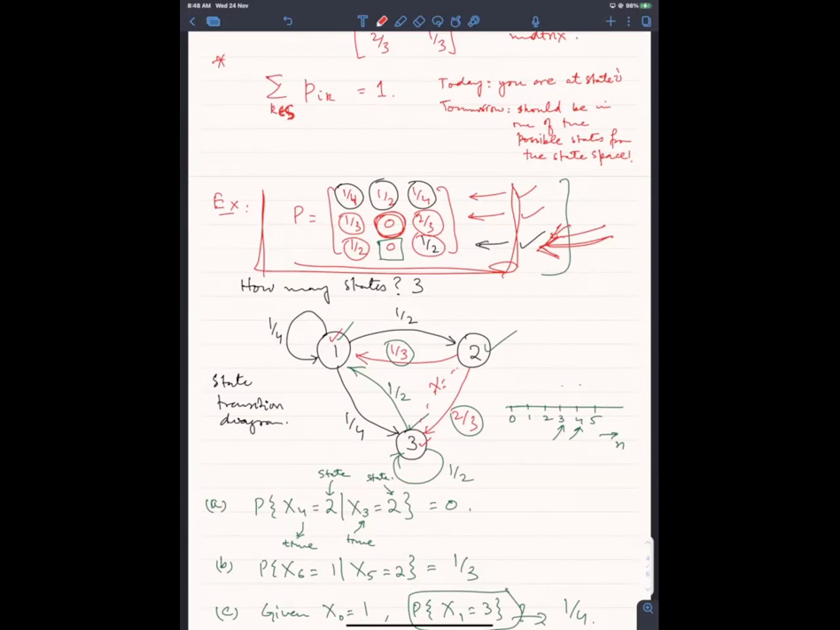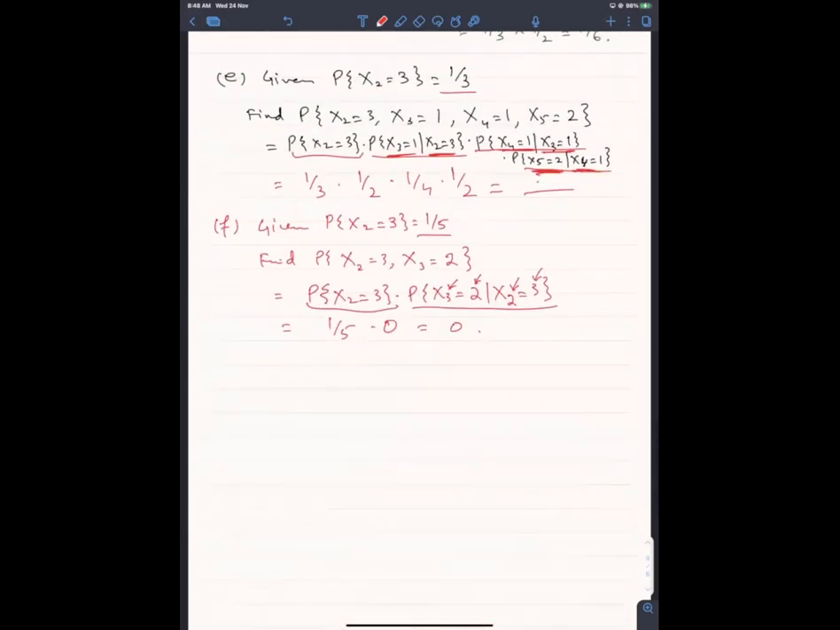So how can I answer a question like this? Okay, what is the probability that x9 is equal to 3 given x2 is equal to 2? How can I find this probability? This is called n-step transitions. I'm sorry about that. N-step transitions. Okay, and we can find this probability fairly easily. It's not too difficult.